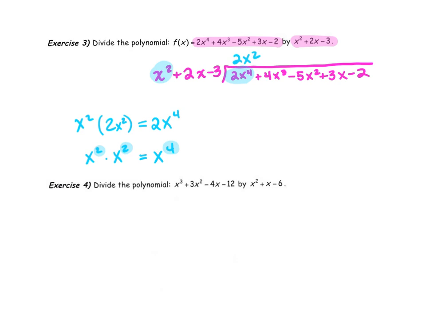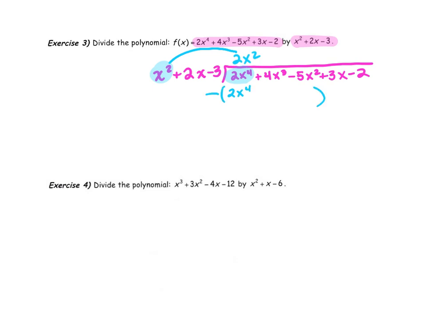So we have times 2x squared. We're going to multiply it back. 2x squared times x squared is 2x to the 4th. Remember, we're always subtracting out. 2x squared times 2x is 4x cubed. And then 2x squared times negative 3 is negative 6x squared. We distribute this negative. Make this minus. This becomes plus. And then we're just going to add vertically. So these terms cancel, and I'm left with x squared.